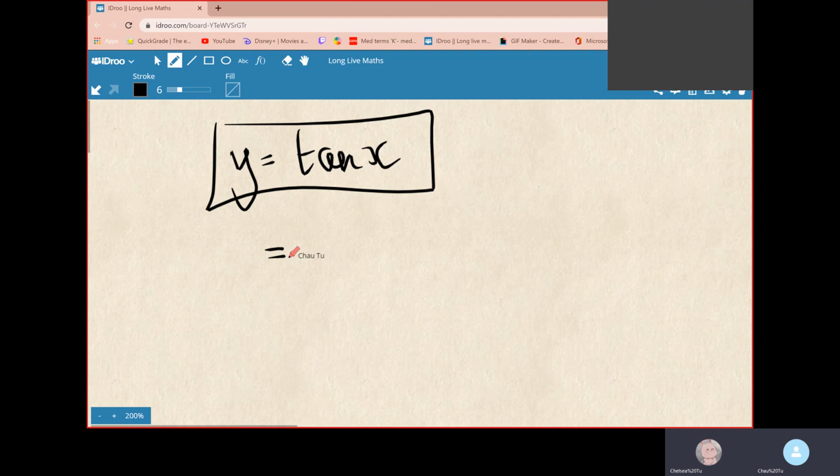Okay. So how do you differentiate tan of x? So charge the other pen, okay, Sophie? Not now. Put it on charge when the lesson's over.